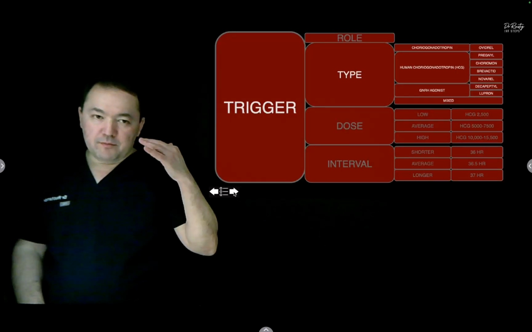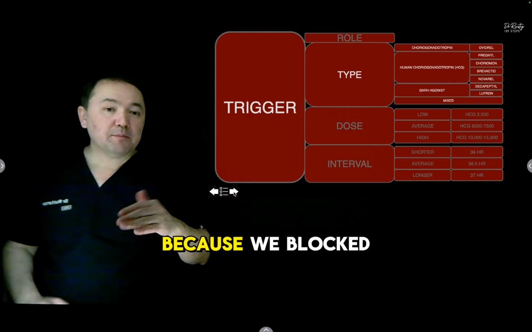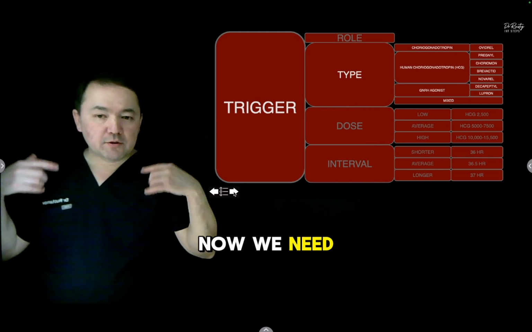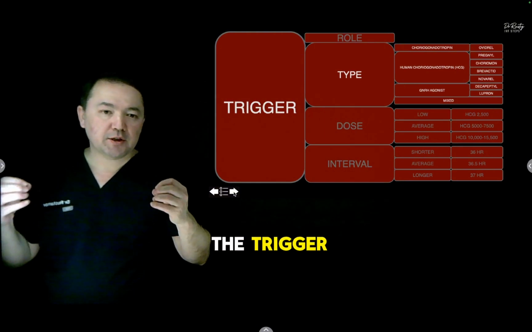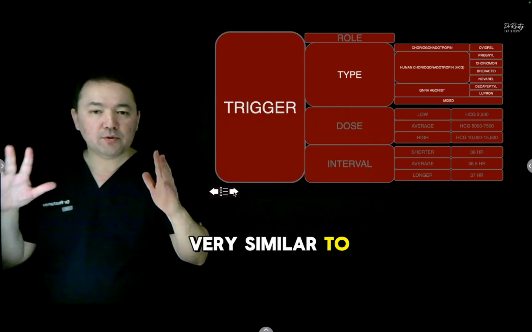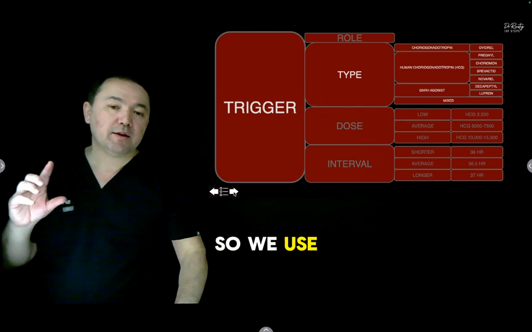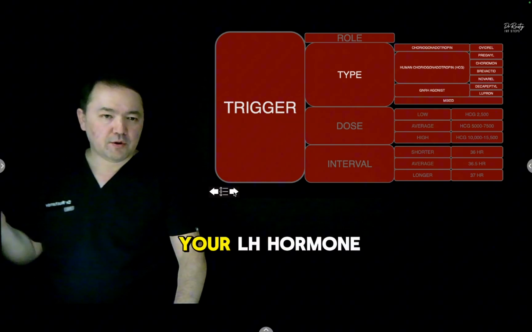We need to replicate this in an IVF treatment cycle because we blocked your pituitary. Now we need to give a trigger injection. We use HCG injections for the trigger because HCG is very similar to your LH. So we use HCG as a substitute for your LH hormone.